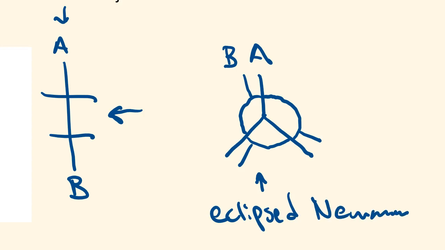So note now that group A is on the top at the front carbon, and that's the top carbon in the Fischer projection. And group B is on the top on the back carbon, and the back carbon is the bottom carbon in the Fischer projection for two chirality centers.